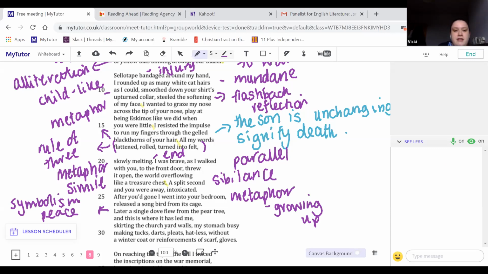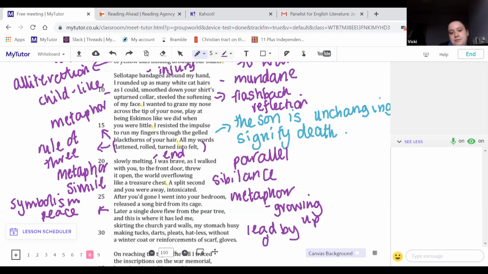Flew from the pear tree, and this is where it has led me. Skirting the churchyard walls, my stomach busy, making tucks, darts, pleats, hatless, without a winter coat or reinforcement of scarf, gloves.